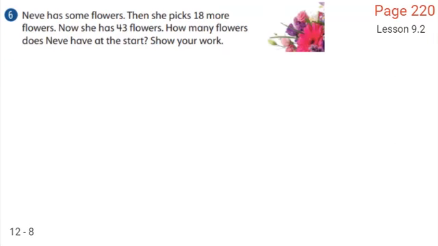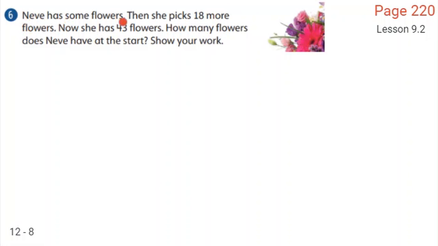All right, we're on page 220 here still, and another word problem. What I want you to do is, first I want you to read through the problem, pick out the important information, circle it, underline it, and add that information to a number bond. Go ahead and pause the video while you do that. Okay, welcome back. All right, let's read through this first here.